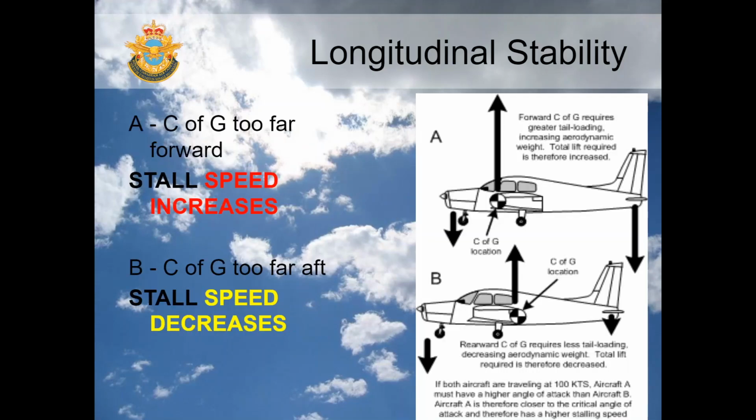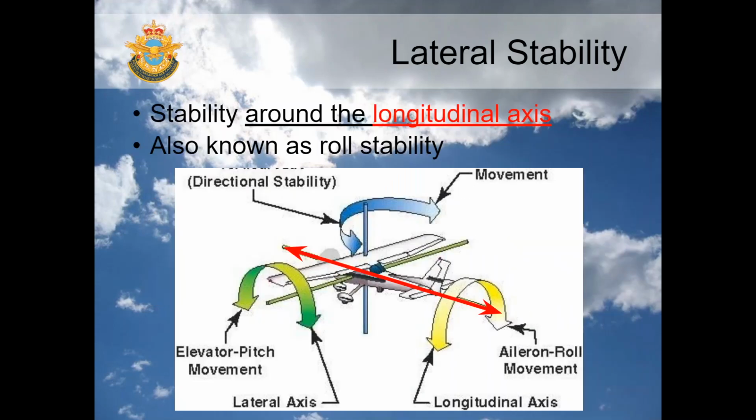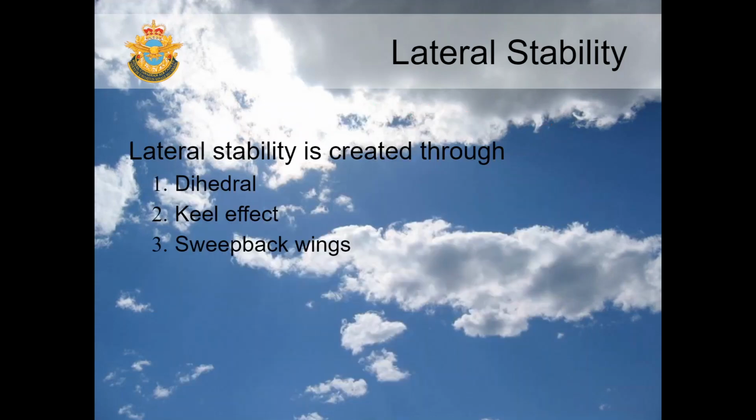So to recap, a center of gravity too far forward will increase the stall speed, while a center of gravity too far back will decrease the stall speed. Next, we have lateral stability, and this stability is around the longitudinal axes, also known as roll stability. And this stability is created through three types of component: dihedral, keel effect, and sweepback wings. And we'll talk about these three in the next 3 slides.